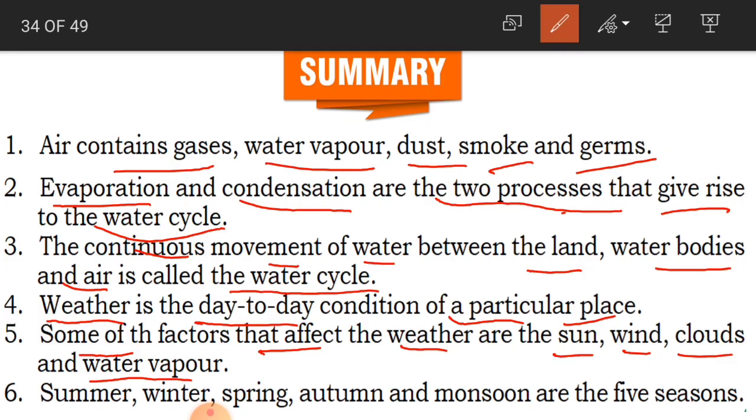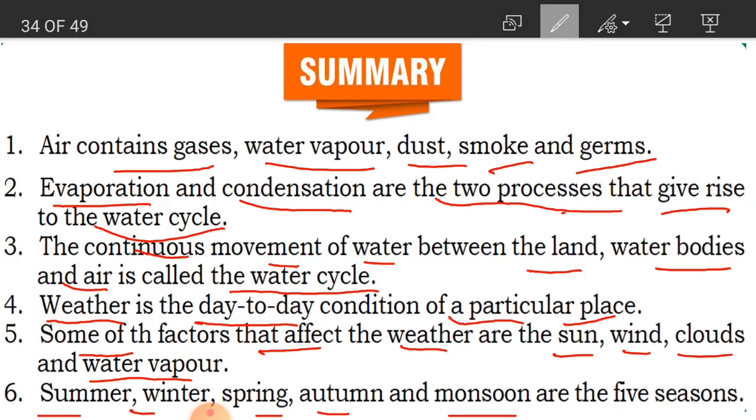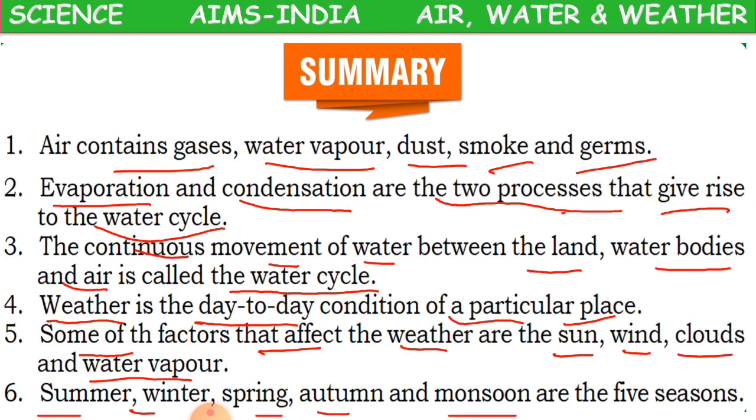Clear children? And summer, winter, spring, autumn and monsoon are the five seasons. When the weather does not change continuously for some months, then we call it a season. And we have got five seasons here. What are they? Summer, winter, spring, autumn and monsoon. Clear children? So that is what we have learnt from the lesson Air, Water and Weather.